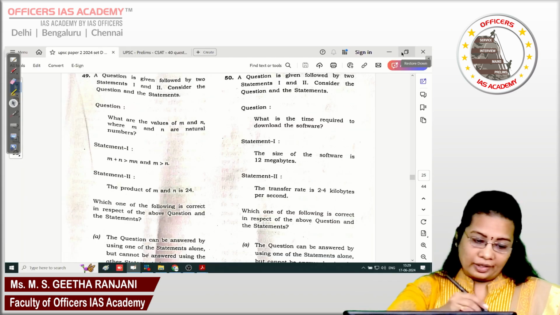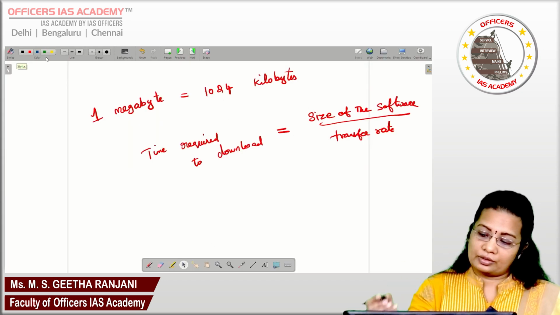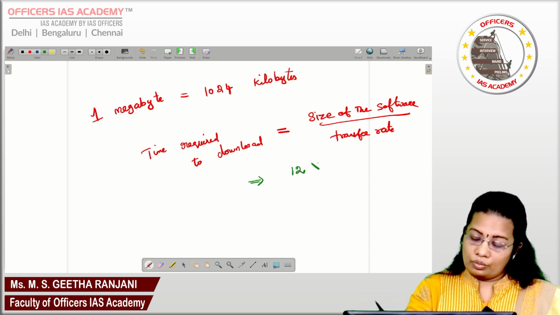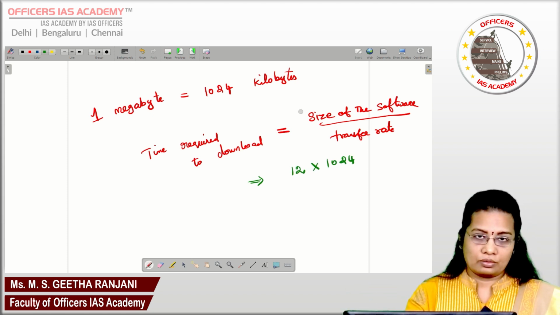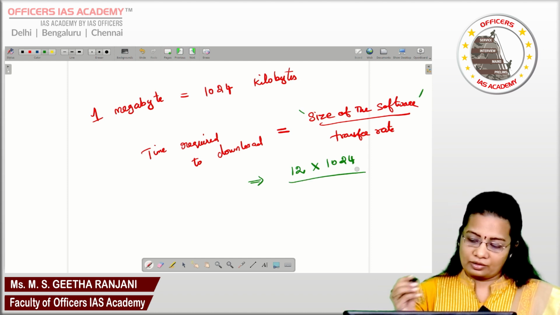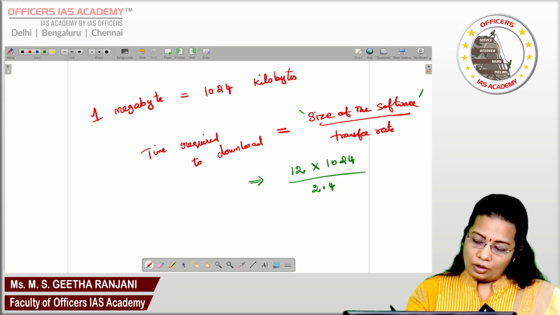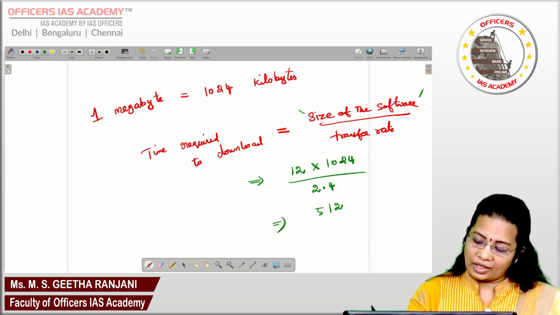Here what is given actually? The size of the software is 12 megabytes. So 12 into 1024. This is the size of the software because the transfer rate given here is in terms of kilobytes. So kilobytes we can take 2.4 KB. If you solve, you will get the answer, and the answer is 5120 seconds.